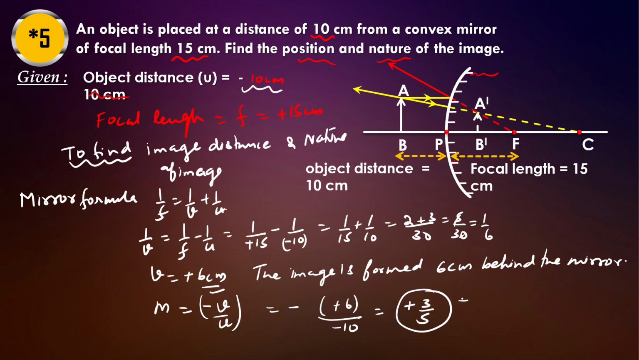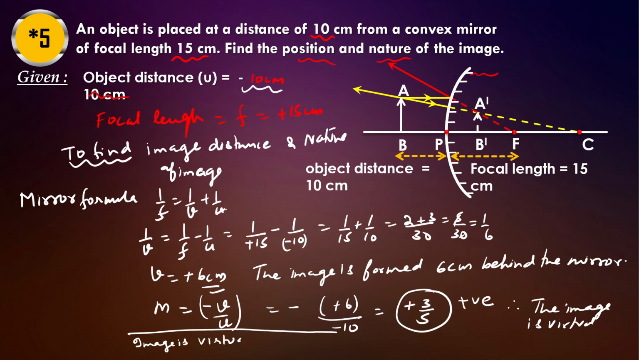Since the magnification is positive, therefore the image is virtual. So what should be the answer? You have to write it this way. Image is virtual and formed 6 centimeters behind the mirror. This is the way how you calculate the answers. Right? Done.